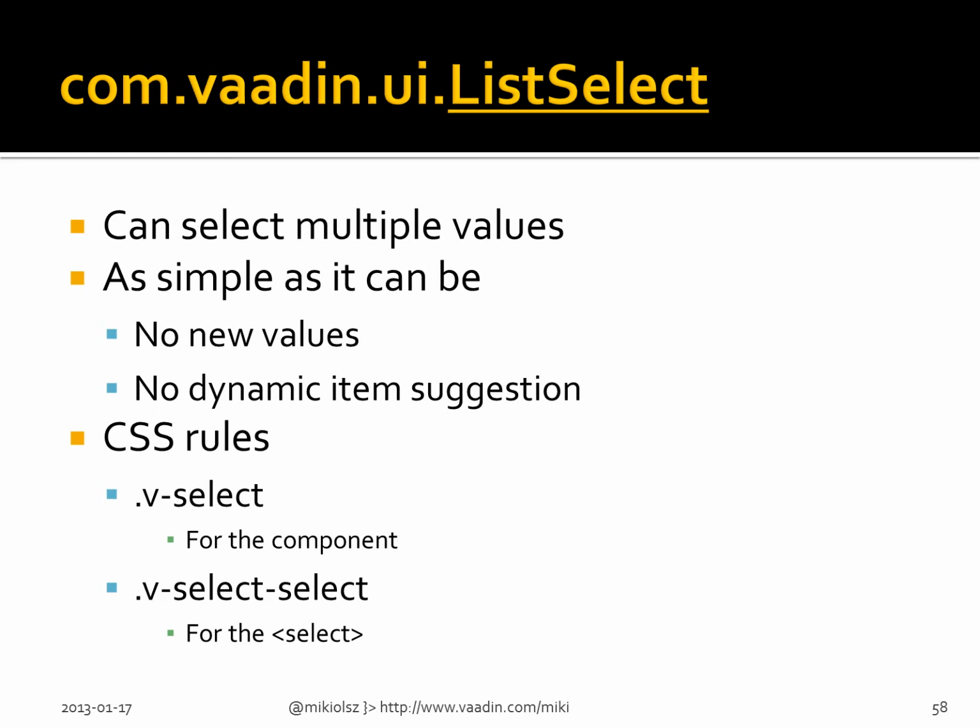List select is a component that allows a user to select a number of values. It's also very simple. It doesn't support adding new values or dynamic item suggestion. In fact, it's rendered in the browser the same way as native select is.